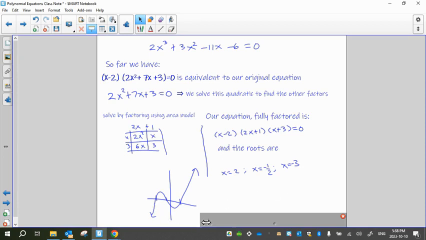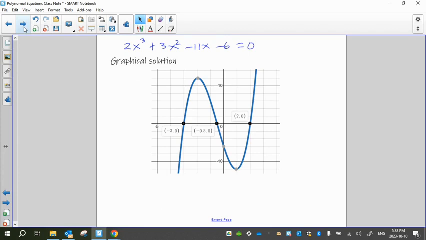So if we did a little sketch here, we can see that our graph, knowing that it's a cubic function with a positive leading coefficient, has this shape. We will have a 0 at negative 3, we will have a 0 at negative 1/2, and we will have a 0 at positive 2. We can always solve a polynomial equation graphically. So if we were to graph this, say we enter it into Desmos, we would see that indeed negative 3, negative 1/2, and 2 are the x-intercepts that work for this equation, or the values that would make the equation true.